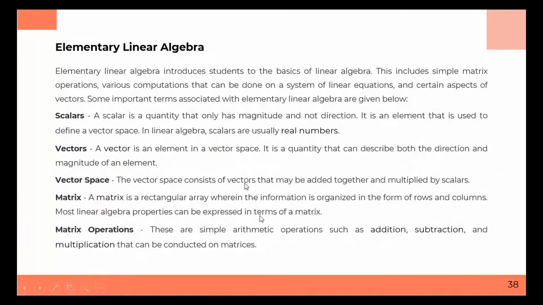Elementary linear algebra, as we just saw, includes scalars, matrices and tensors. Let's study them as a definition. Scalar is a quantity that only has a magnitude and not direction. As we are saying, it is an element that is used to define a vector space. And in linear algebra, scalars are usually real numbers. So what is a real number? We studied in basic Python. Real numbers, which are not complex.